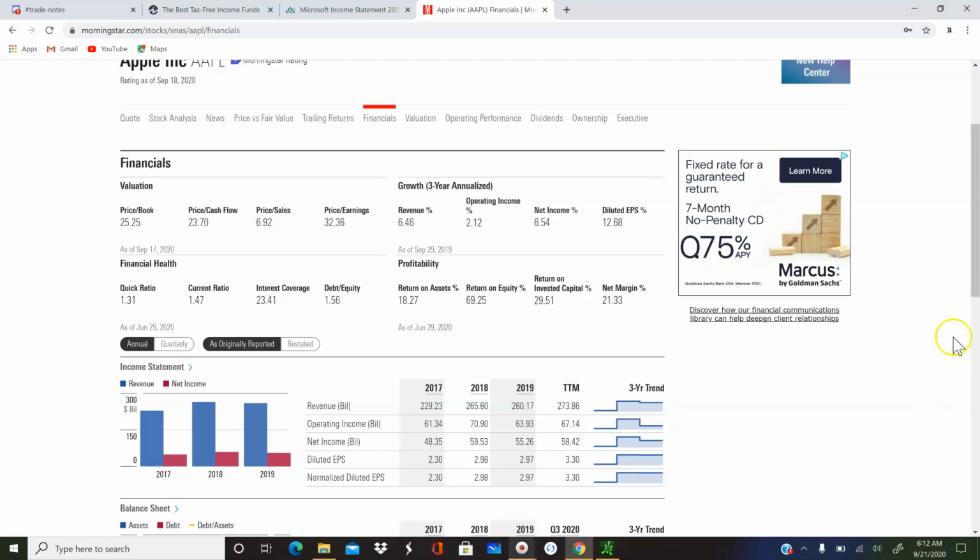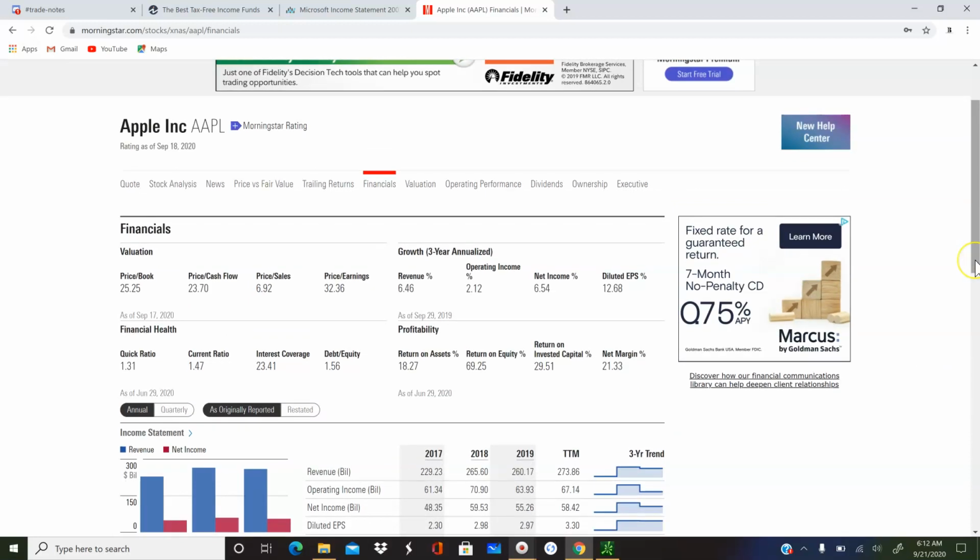And this is Apple. As you can see, its debt to equity ratio is 1.56. So a lot of its operations are funded by debt. But a debt to equity ratio of 1.6 isn't concerning at all, especially with Apple, when we know Apple has strong cash flow. You see its interest coverage is 23.41. There's no solvency issue with Apple, and we know that Apple has hundreds of billions of dollars in cash.